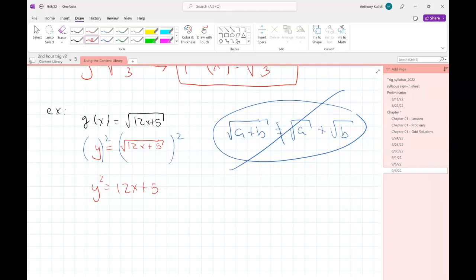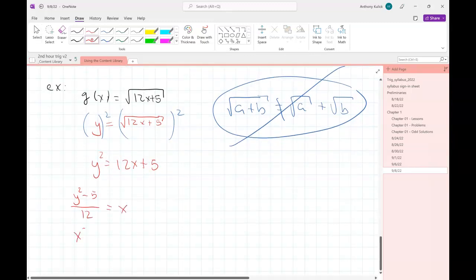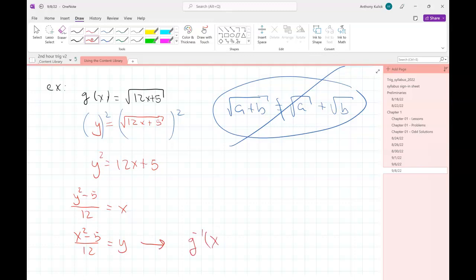Everybody's okay with that? Hopefully that seems obvious now that I say it. Then we just have to get the x by itself, so we'll subtract 5 and divide by 12. Swap our x's and y's, and write it with function notation. And that's done.